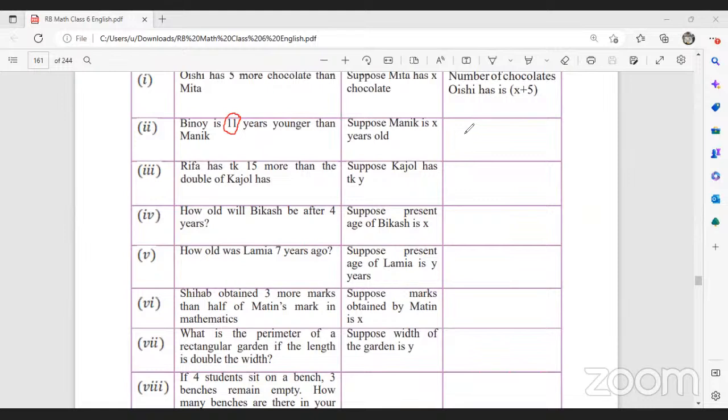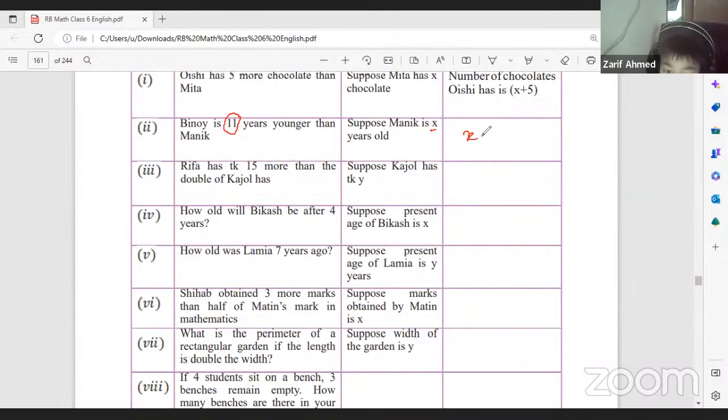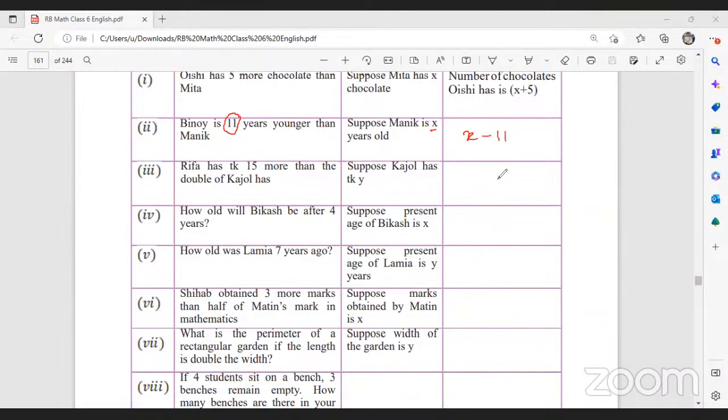সো তোমার মানিকের এইজ কত হবে? ইয়াঙ্গার, না? বিনয় ইজ 11 ইয়ার্স ইয়াঙ্গার। মানিক যদি এক্স হয় তাহলে বিনয় কত হবে? X minus 11, right? Okay, Rifa has টাকা 15 more than double of কাজল। তো কাজলের y, double of কাজল মানে কত হবে? 2y। আর রিফার কি? 15 more, right? So plus 15.